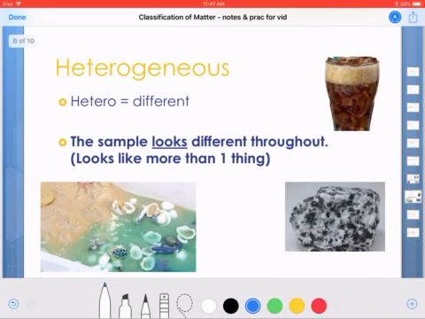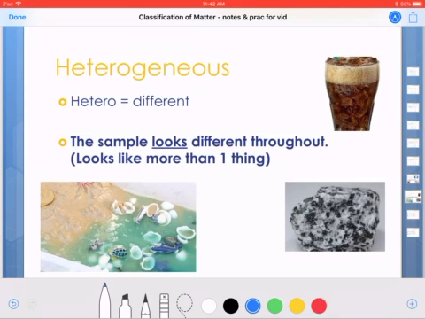Last definition real fast is heterogeneous. It's the opposite of homogeneous. Hetero means different, so the sample has to look different throughout. So it looks like there's more than one thing there. You can actually see the different parts of the sample. So if you look at the ocean, you have the animals, you have the shells, you have the water, you have the sand. You can see those different samples of matter.